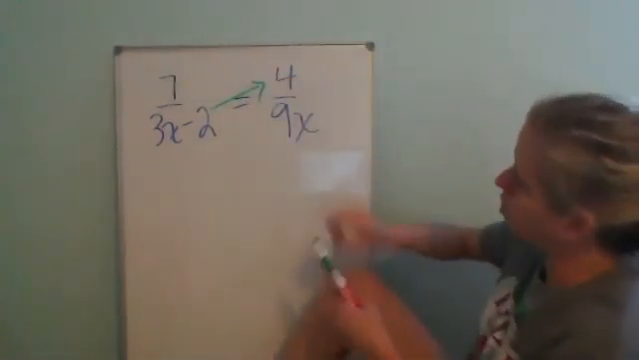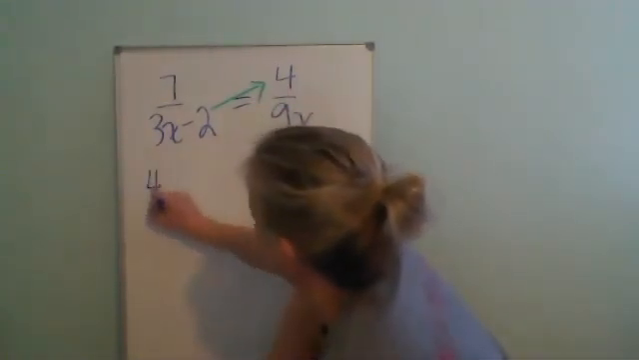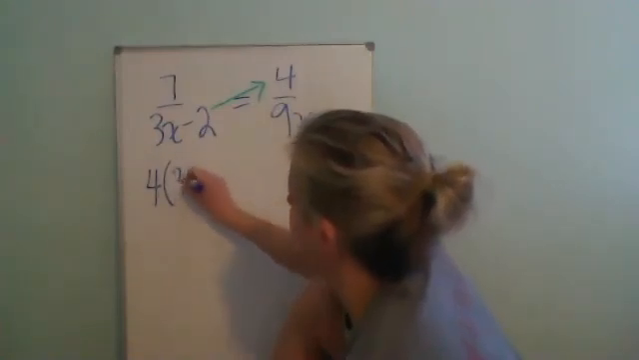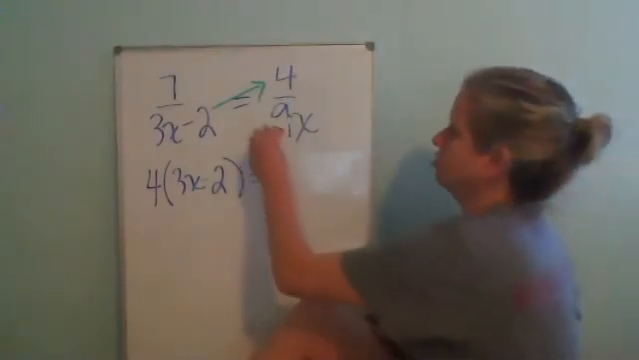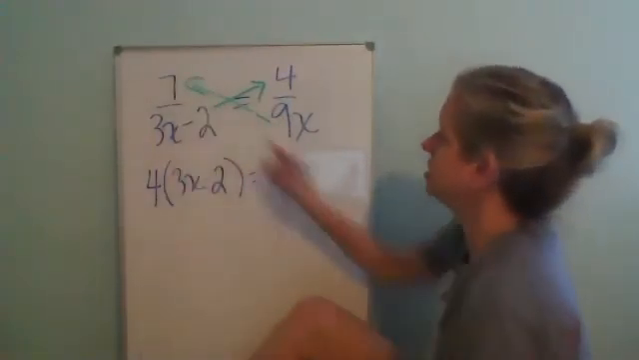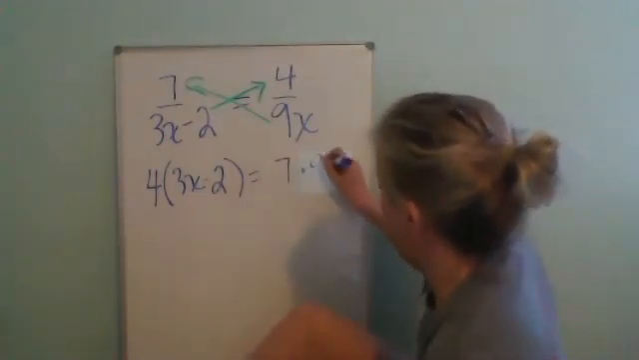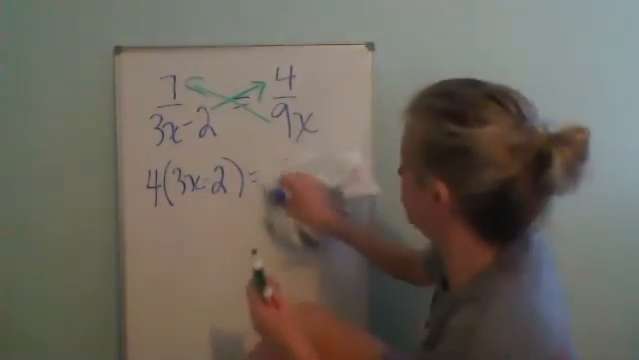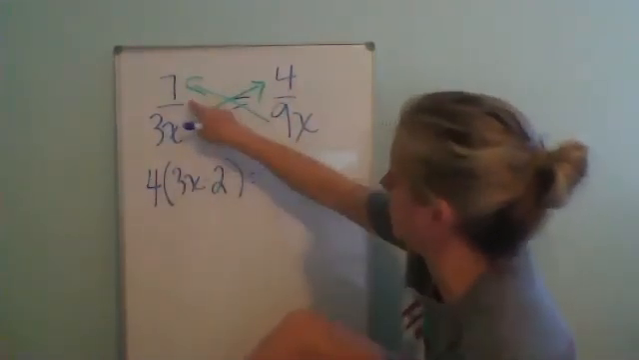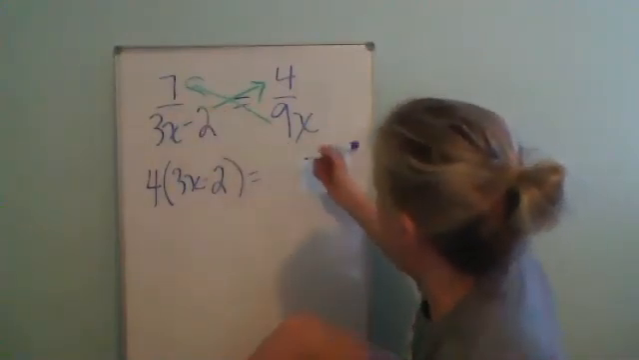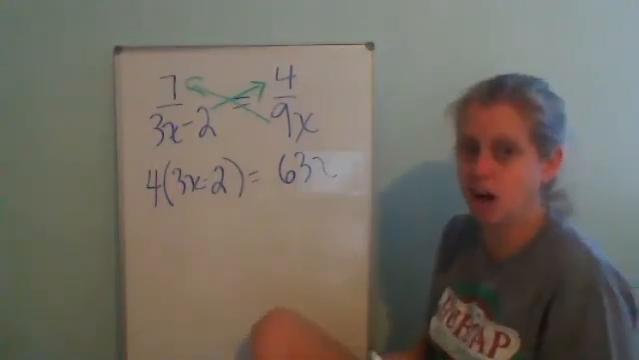So I have 4 times all of this. So write that 4 times 3x minus 2 equals, do the other diagonal, 7 times 9x. Actually, you can just go ahead and do that multiplication, right? Since I don't have to distribute, there's only one term times one term. 7 times 9x gives me 63x. And then just solve it for x.